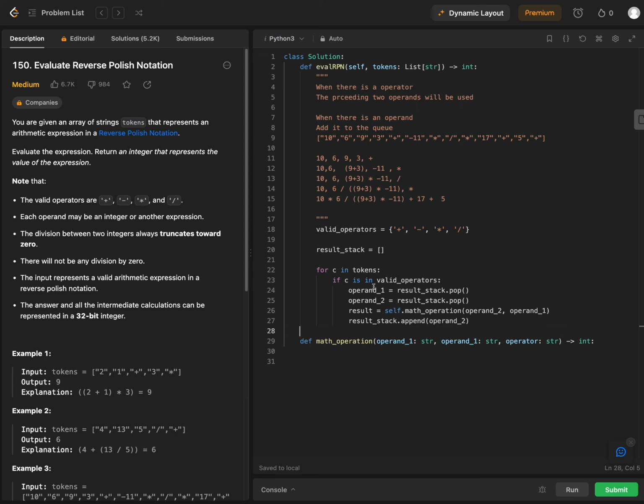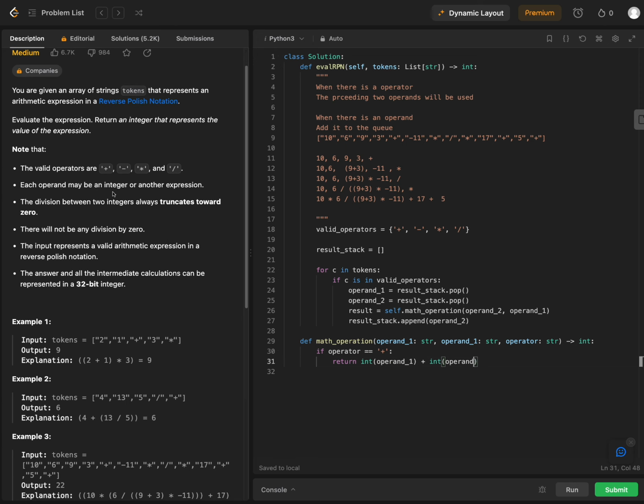If C is invalid operators, we want to do this. This is a string. Okay, so we want to check first if this, and then we want to return. All are integers, right? Integer that represents the value of the expression. This is int, right? And then they said that all the operands may be an integer or another expression.